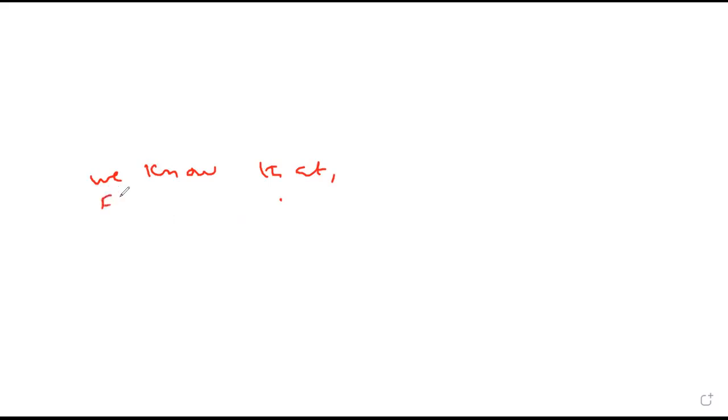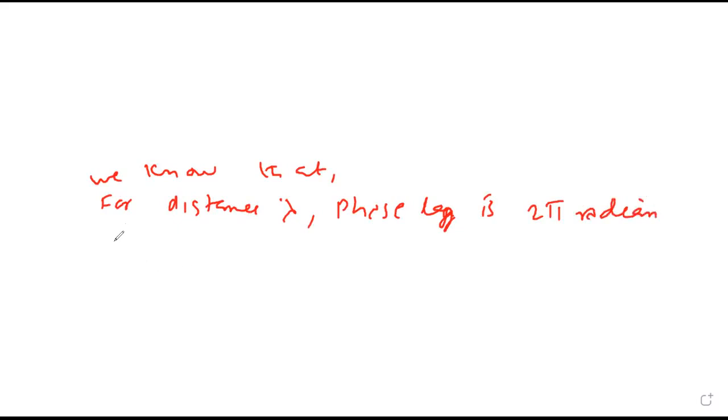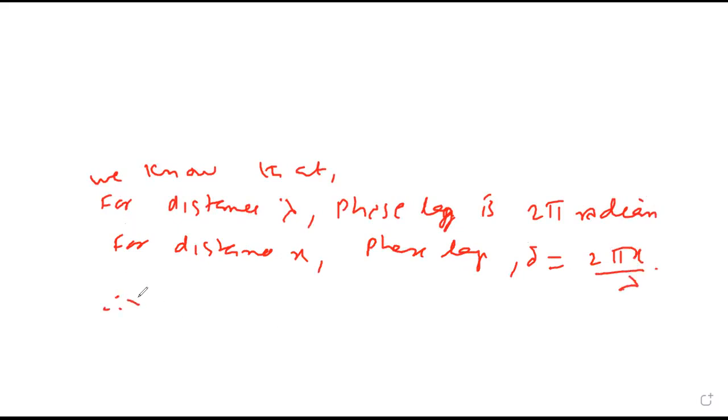We know that for distance lambda, phase lag is 2 pi radian. So for distance x, phase lag delta equals 2 pi x upon lambda. Therefore y will become a sin omega t minus 2 pi x upon lambda.